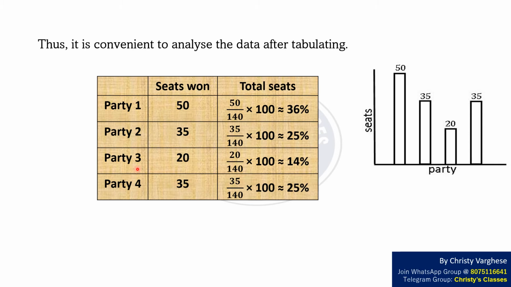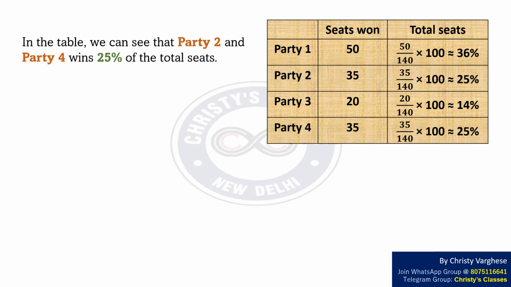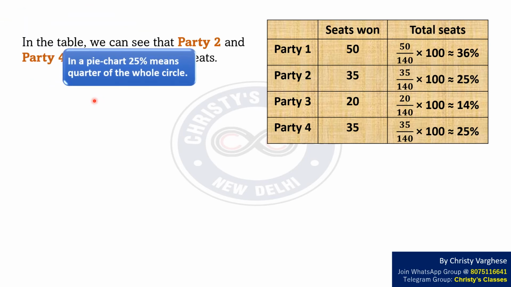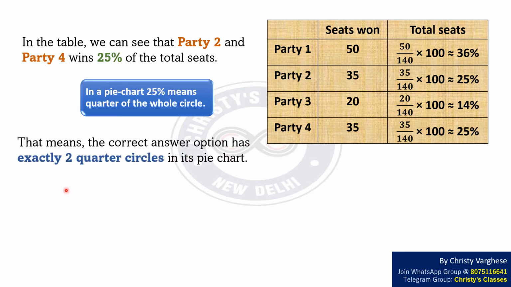Similarly, for Party 3, the total seats is approximately equal to 14% and for Party 4, the total seats is approximately equal to 25%. From the tabular column, we can see that Party 2 and Party 4 win 25% of the total seats. Also, we know that in a pie chart, 25% means a quarter of the whole circle. Since Party 2 and Party 4 win 25% of the total seats, this means that the correct answer option has exactly 2 quarter circles in its pie chart.